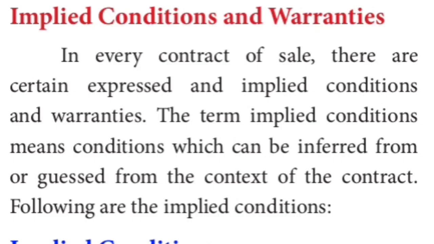Next, what we have are the different kinds of conditions which are there when you buy or when you get into a contract of sale. They are called implied conditions and warranties. So first we are going to see about implied conditions.